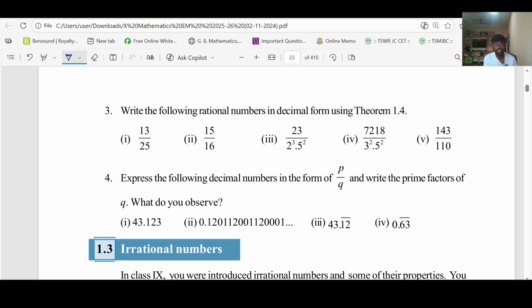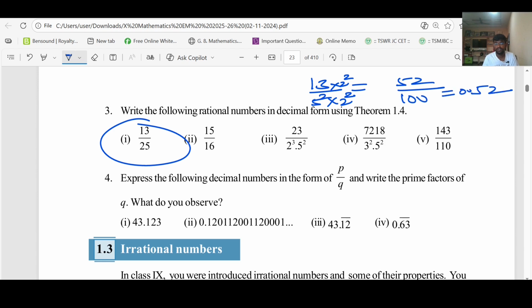Third question, write the following rational numbers in decimal form using theorem 1.4. Right, theorem 1.4. Okay, listen, write the rational numbers in decimal form. Decimal form, you can directly do it. 13 by 25. That means 5 square, right? What is not there to make this a terminating decimal? 2 square is not there, right? You can multiply by 2 square. 13 into 4 is 52, so 52 by 100.